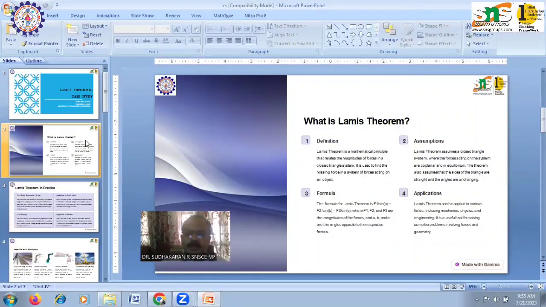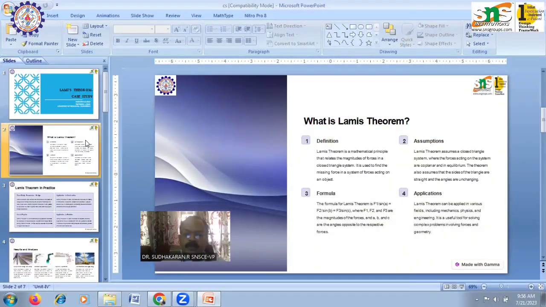Lami's theorem is a mathematical principle that relates the magnitude of forces in a closed triangle system. It is used to determine the missing force in a system acting on an object. It's a closed triangle system where the forces acting on the system are coplanar and should be in equilibrium. So Lami's theorem can be applied only in conditions where the forces acting on the system are coplanar and they are in equilibrium. The theorem also assumes that the sides of the triangle are straight and the angles are unchanging.